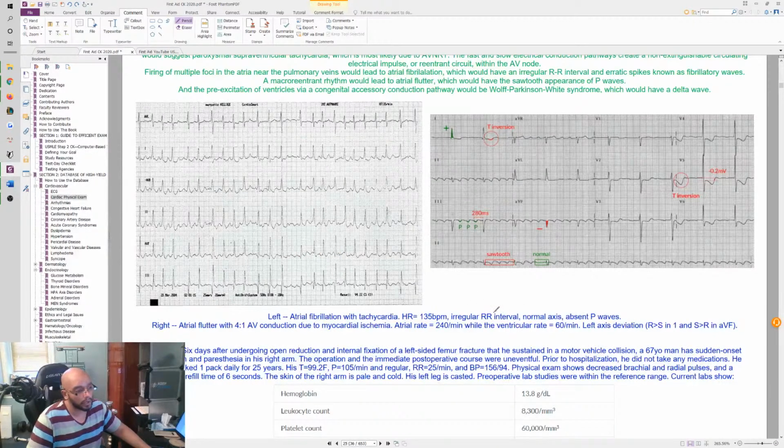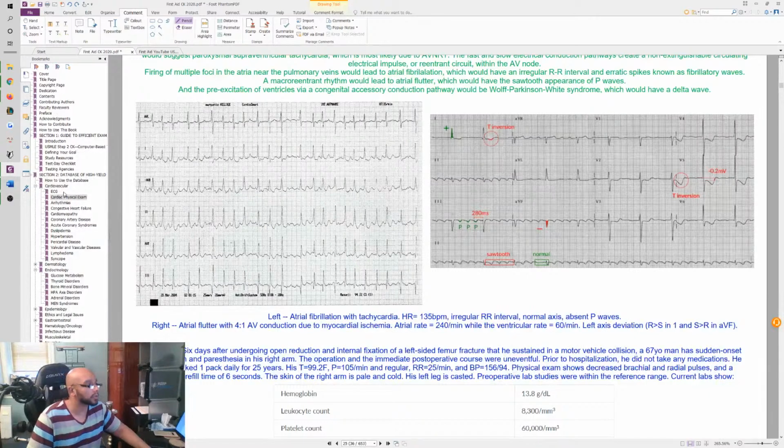And of course we saw the irregular RR intervals everywhere, normal axis and absent P waves. So again, we talked about axis in our first video: left axis deviation, right axis deviation. The main thing is if you have left axis deviation, remember for these things you look at 2, 3, and AVR. So things should be pointing up. The only ones that should be pointing down are V1 and AVR. Okay, so that's not going to happen here.